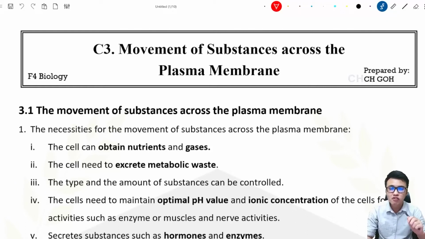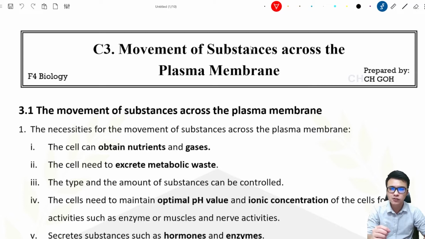Hey guys, after we have completed chapter 2, cell biology and organization, now we are going to move on to chapter 3, movement of substances across the plasma membranes. In this chapter, we are going to talk about only plasma membranes and what is the substance that can pass through the plasma membranes and what is not.